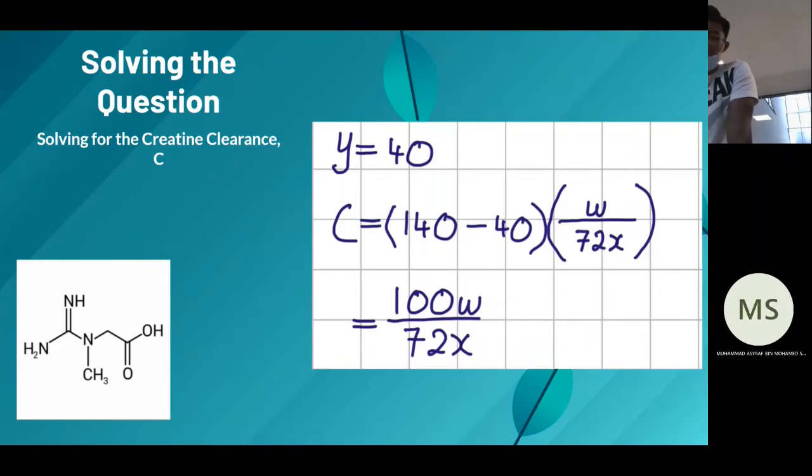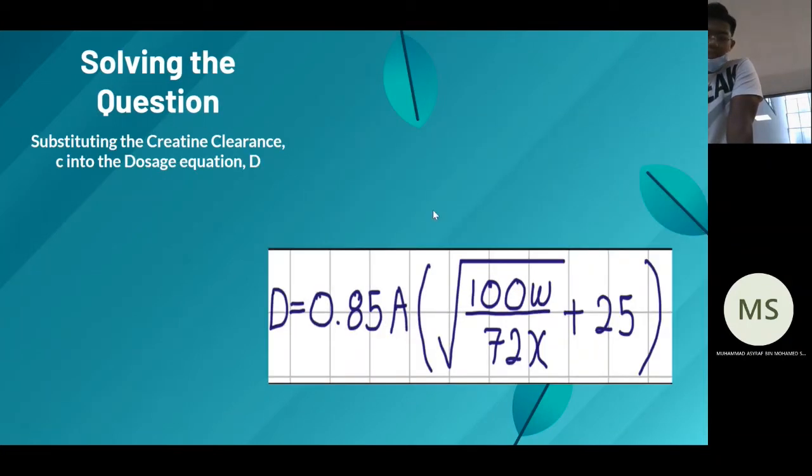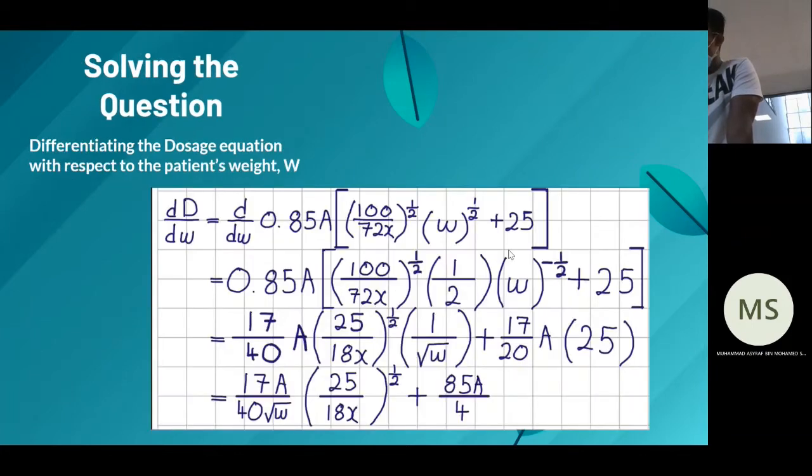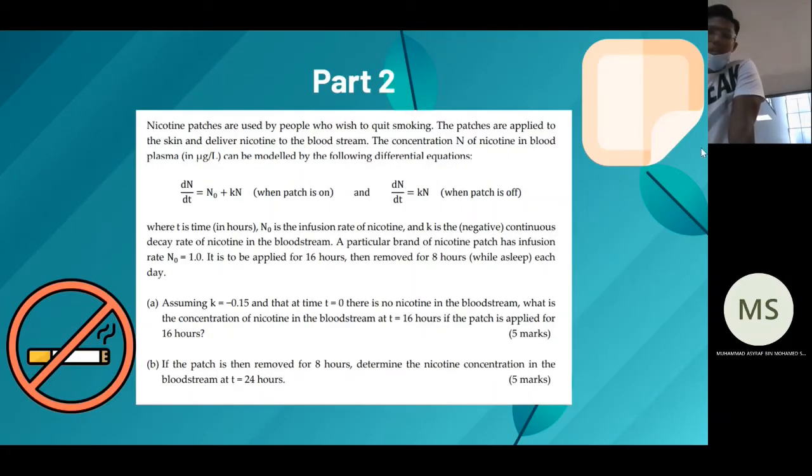What is 40? 40 is the age of the woman. So we'll be solving using equation C to find the creatinine clearance, where C is equal to 140 minus 40 and so on. And this is our answer. Moving forward, we are going to do differentiation for the equation D itself, by substituting creatinine clearance C into dosage equation D. And this is what we get here. So I'll be passing over to Joel, and he'll be focusing more on calculating the concentration of nicotine in the bloodstream.